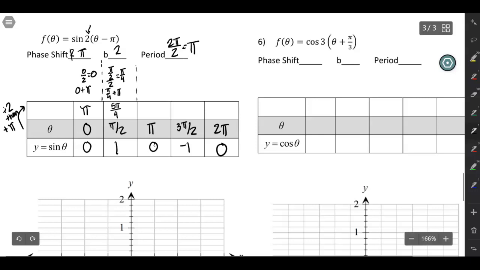And you might need to show even more work than this. You might need a piece of scratch paper for this. So then we're going to take pi and divide it by 2, so we just get pi halves. Pi halves plus pi is going to be 3 pi halves. Three pi over 2 divided by 2 is 3 pi over 4. 3 pi over 4 plus pi is 7 pi over 4.